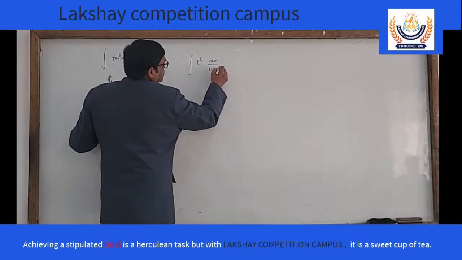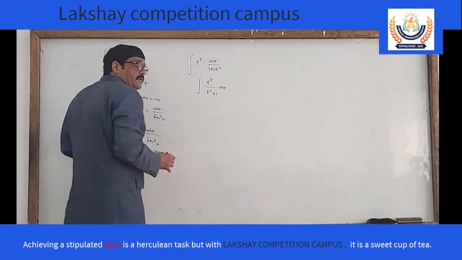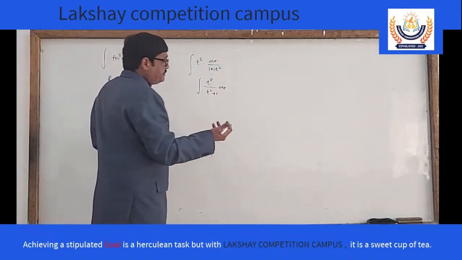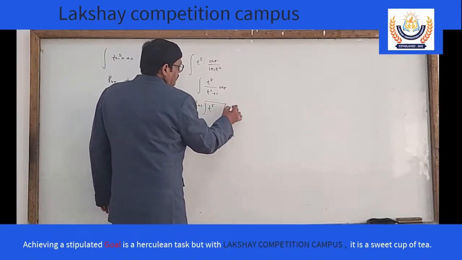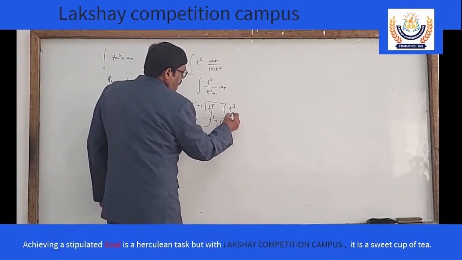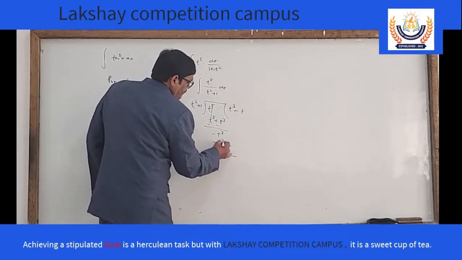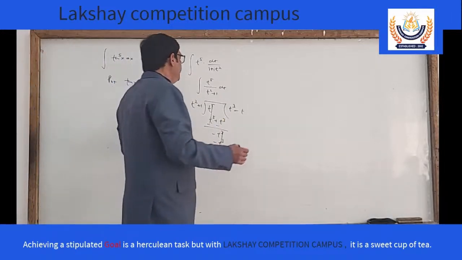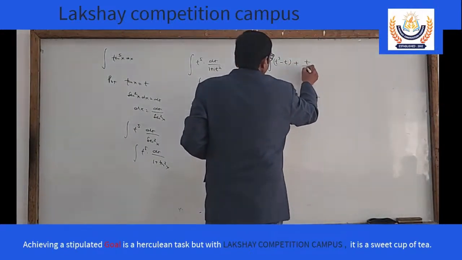Right? So here we have t⁵ upon (t² plus 1) dt. Now you see, in the numerator the power is more than the denominator, so you divide. We divide t⁵ by t² plus 1. We get t³, then t⁵ plus t³, minus t³ minus t, so here we have t. Now write it in division lemma form: t³ minus t plus t upon t² plus 1.